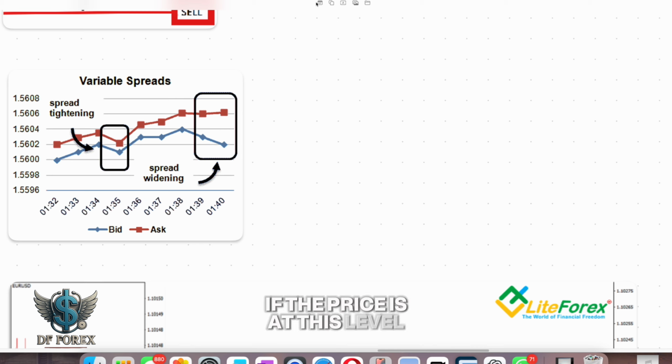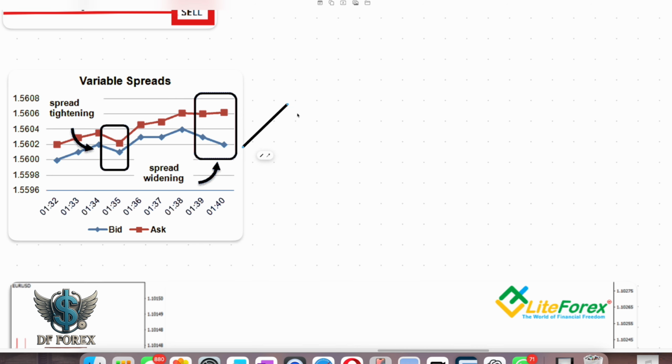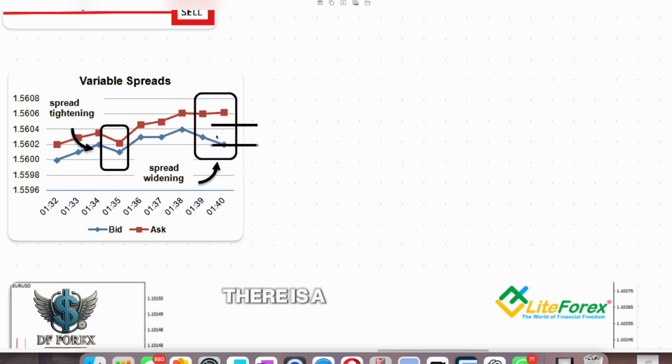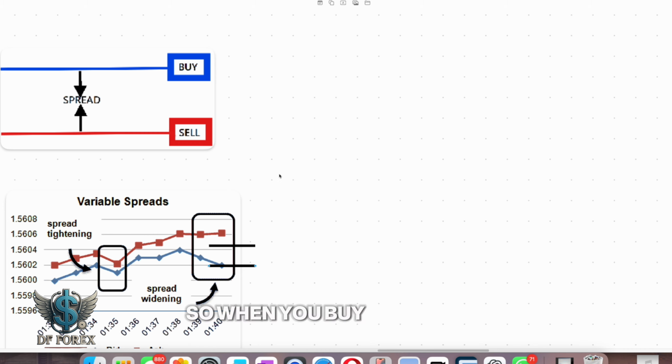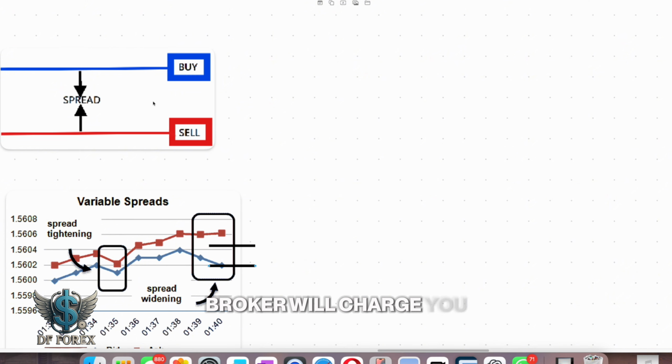Let me explain it to you. If the price of anything is at this level, and you press the buy button, the broker will start your order from a different point. There is a difference between the actual price and the price that he has given you. This is called spread, or you can say commission. So when you buy something, the broker takes some fee over the existing price, and it is vice versa for the sell. When you click sell, the broker will charge you some fee, and your order actually starts from that point.